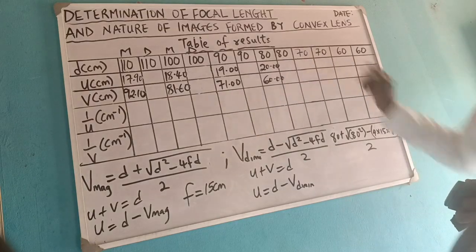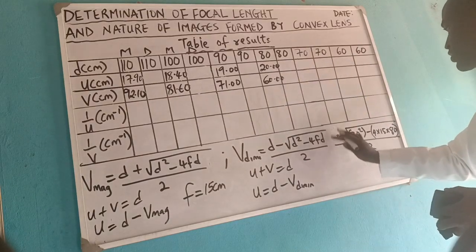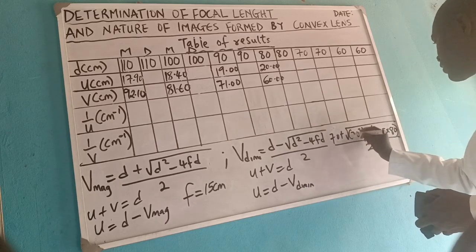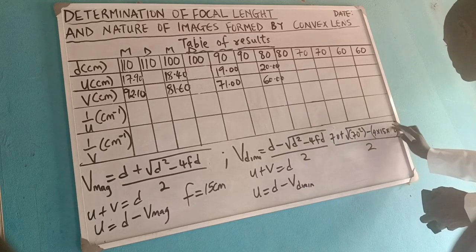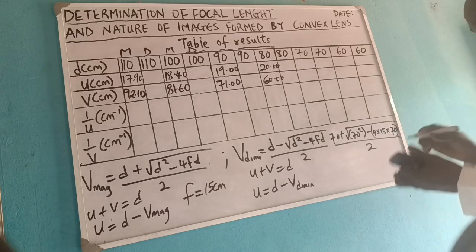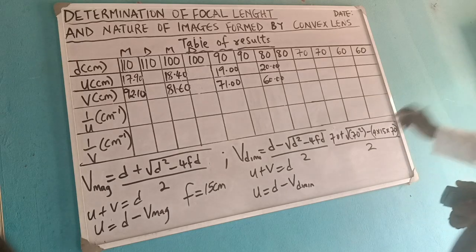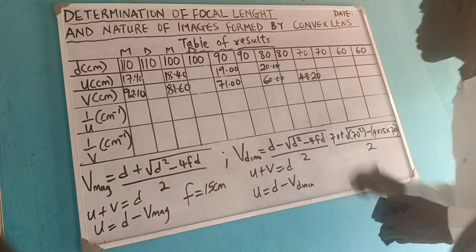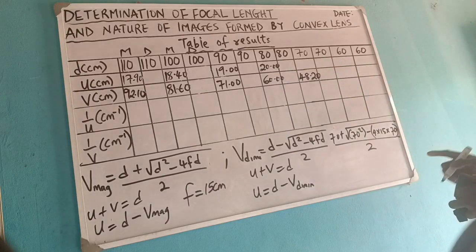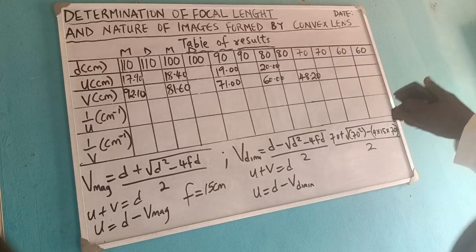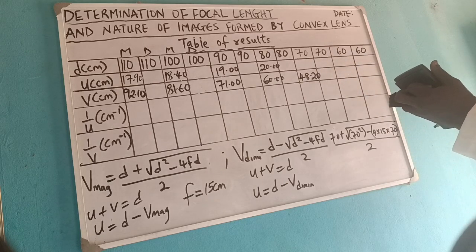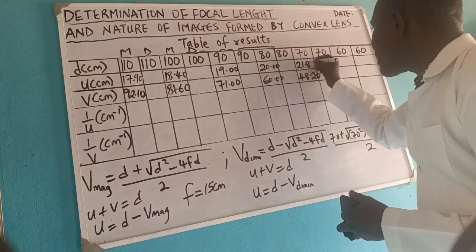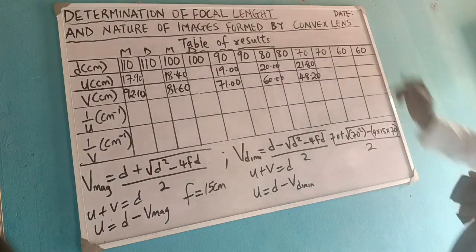We'll go for the one of 70. We change here to 70, we change here to 70, and we change here to 70. We also press it in our calculator and we'll be getting 48.20. 70 minus 48.20 gives you 21.80.